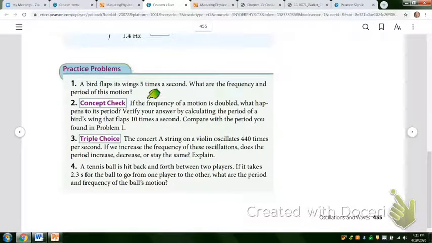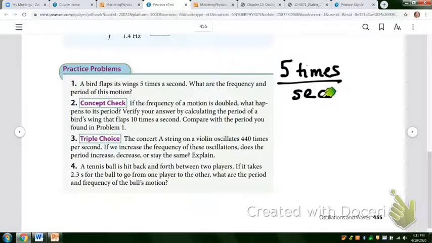All right, I realized I skipped some problems back on 455 that we hadn't gone over, so I'm going back to that one. This one, the very first problem for the chapter, says a bird flaps its wings 5 times a second, or you could even insert the word per, 5 times per second. What are the frequency and period of this motion? So think about what they told us. They said 5 times per second, so you can think about that as 5 cycles per second. But anytime seconds is on the bottom, that means we're talking about a frequency. So what they have given you is a frequency.